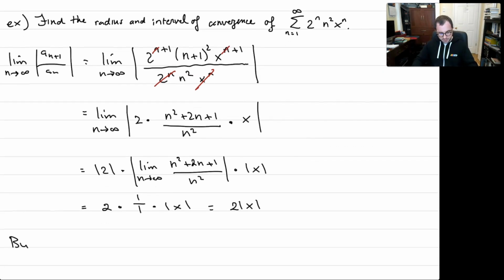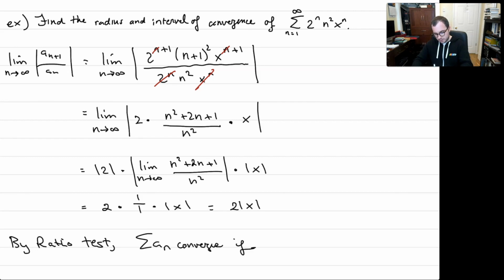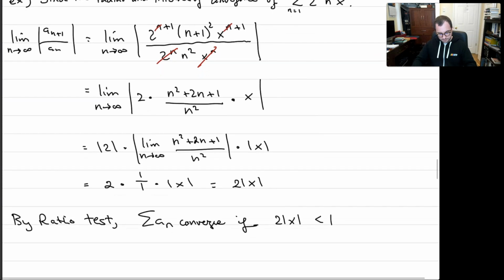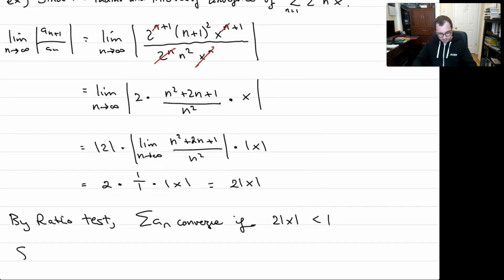So we know that by the ratio test, this series converges if 2 times the absolute value of x, which is the limit of absolute ratios, is less than 1. So the ratio test tells me that whenever this limit, which is equal to 2 times the absolute value of x, is less than 1, the series converges. So the absolute value of x is less than 1/2. And that means that the radius of convergence here is 1/2.